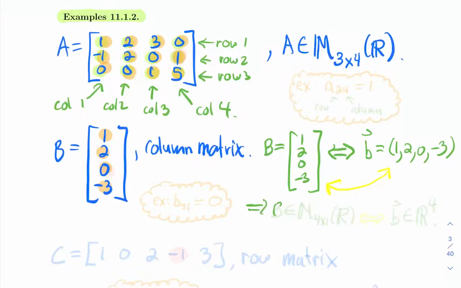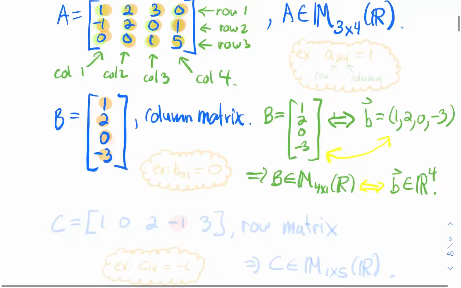So here, that matrix B, using matrix notation, is a matrix with 4 rows and 1 column. So sorry, 4 rows and 1 column with real entries. And that corresponds to the vector b, where the vector b is a vector with 4 components. So the vector b here is an example of a vector in R4.